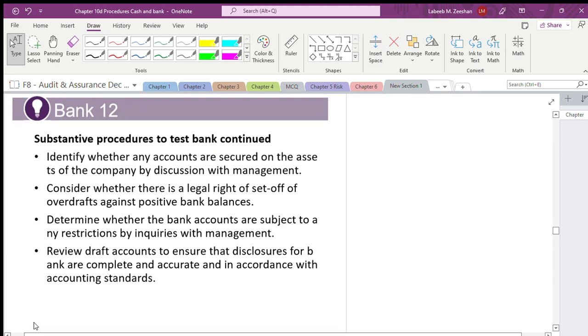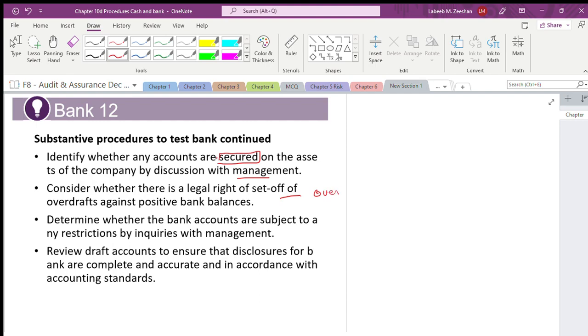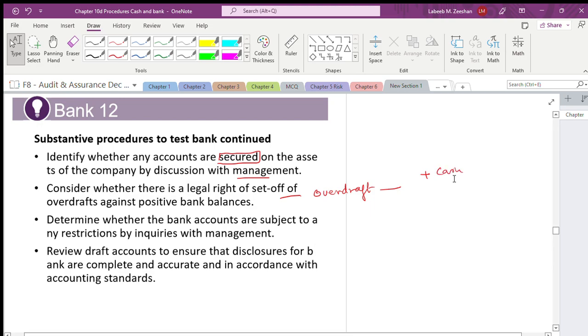Identify whether any accounts are secured on the assets of the company. Is there any security we have given? You have to discuss with the management. Also check whether there is a legal right of set-off of any overdrafts against positive balances. Sometimes if you take an overdraft, the moment there is a positive balance in the cash in the account, it will automatically repay the overdraft.